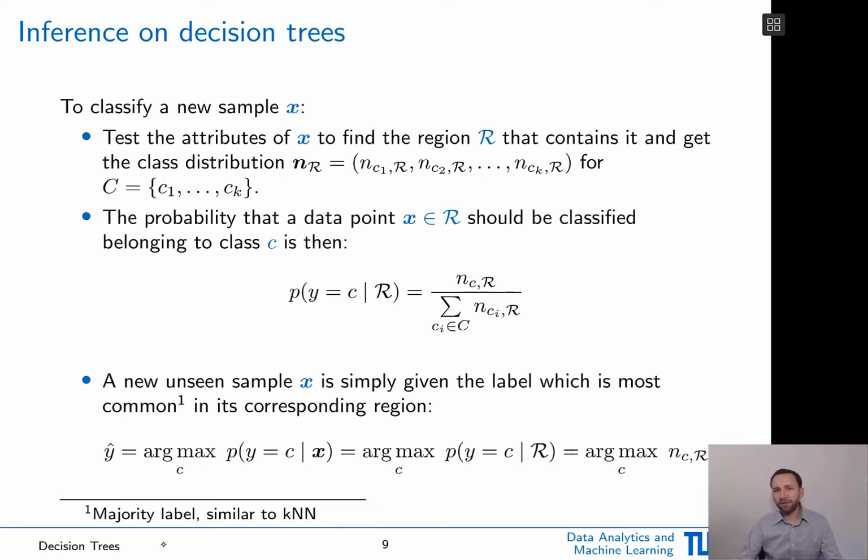And what you also see is that this is extremely fast. So in a KNN classifier, we have seen this problem that the inference step, so making a decision, is actually expensive.